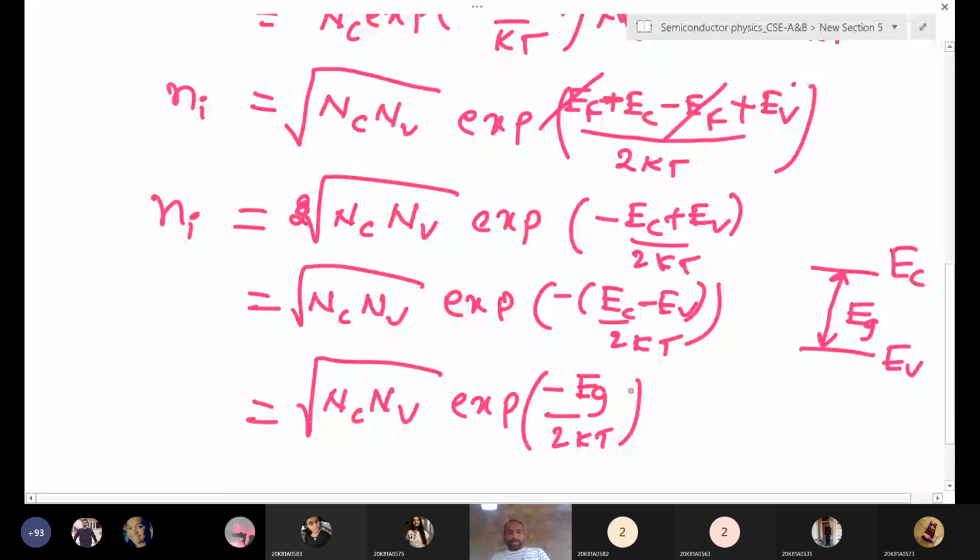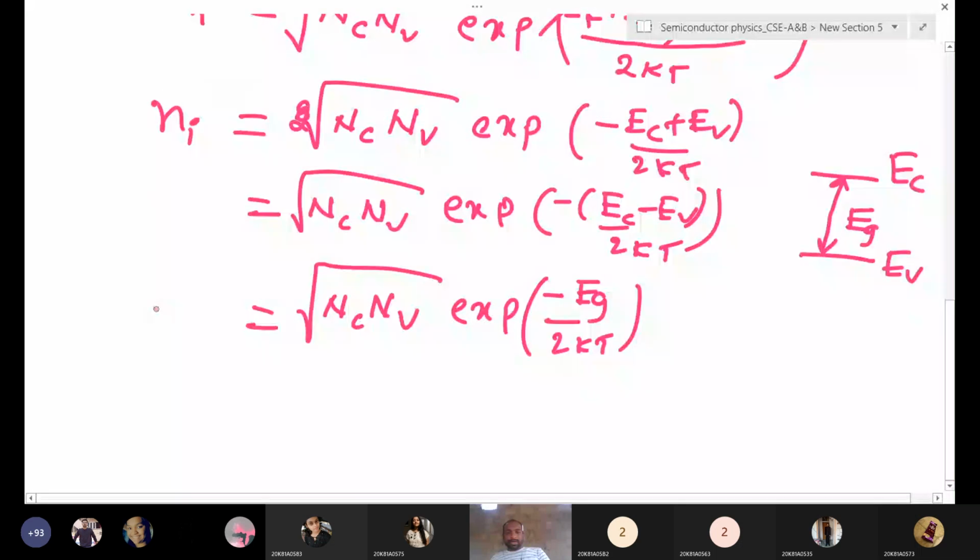Okay, 2 into 2 pi me KT by h square to the power of 3 by 2, and for NV also you can write 2 pi m star KT by h square to the power of 3 by 2, and here the square root is there. You can write the square root here, and exponential minus EG by 2 KT. Okay, now if you simplify this expression, what will we get?